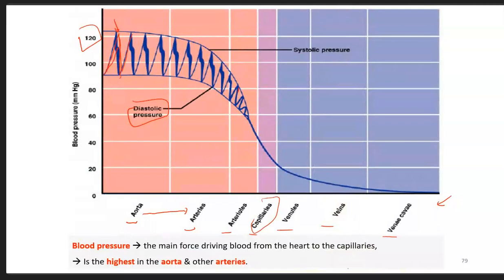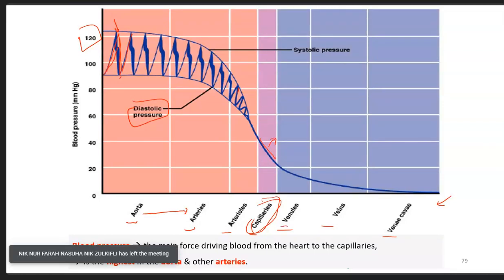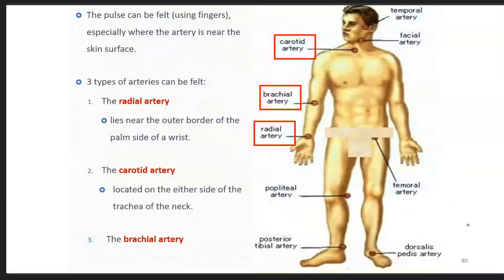Obviously dia akan drop sebab apa? Ada capillary beds kan. So kita dah belajar hari tu. The bigger the surface area, blood capillaries ada bigger surface area sebab dia dah branch into many blood capillaries, so therefore the blood pressure also drops. Okay, so even drops further as blood enters into veins and also vena cava. Okay, so you can detect your pulse at 3 different arteries.